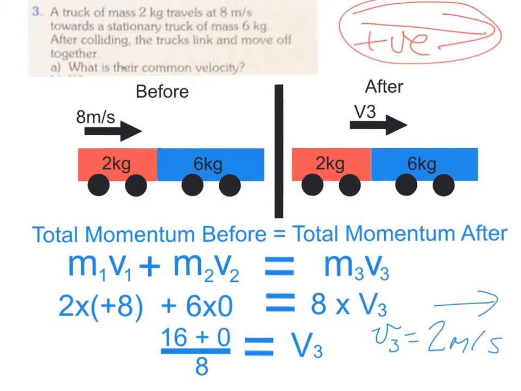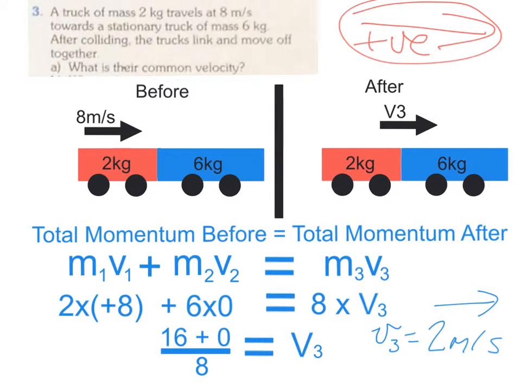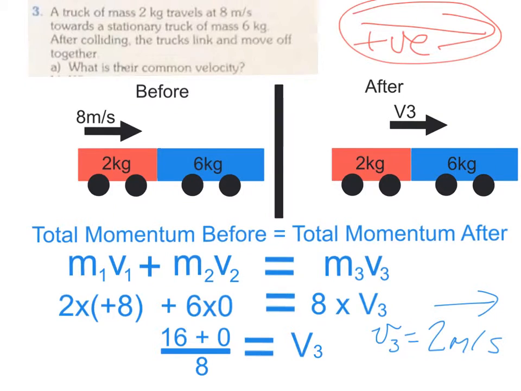And that's telling us that the final velocity of this combined object is 2 meters per second to the right. It came out to be positive, so we know that it's the same direction as our positive direction. If this had come out to be negative, that would have been telling us about it moving to the left.